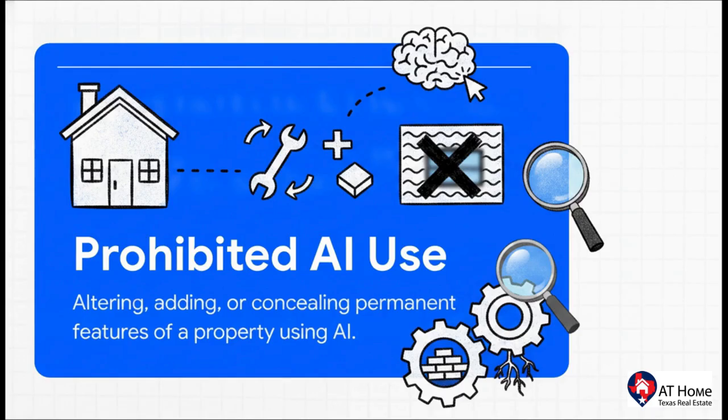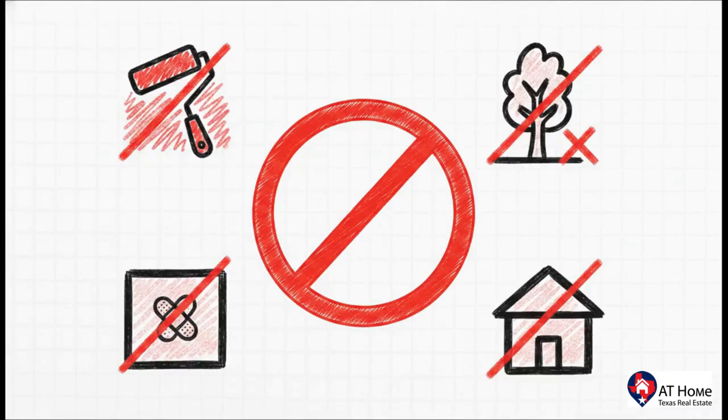If a feature is permanently attached, or it's an actual physical part of the property, your AI tools literally cannot touch it. You can't alter it, you can't add to it, and you definitely cannot conceal it. No exceptions. So what does this actually look like in the real world? Let's run through these strictly prohibited edits.